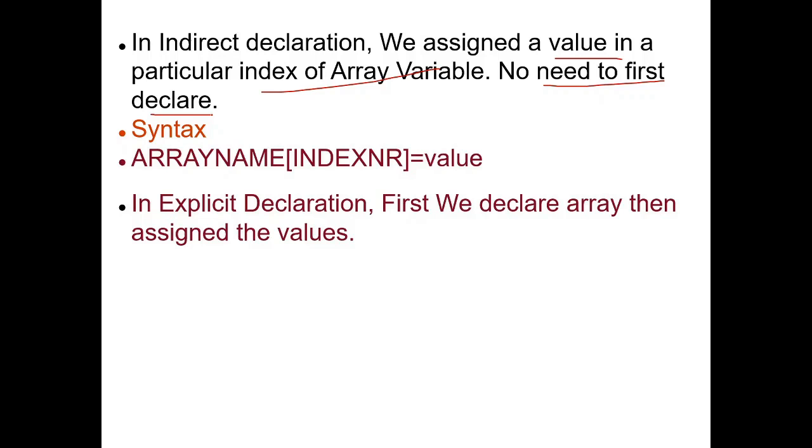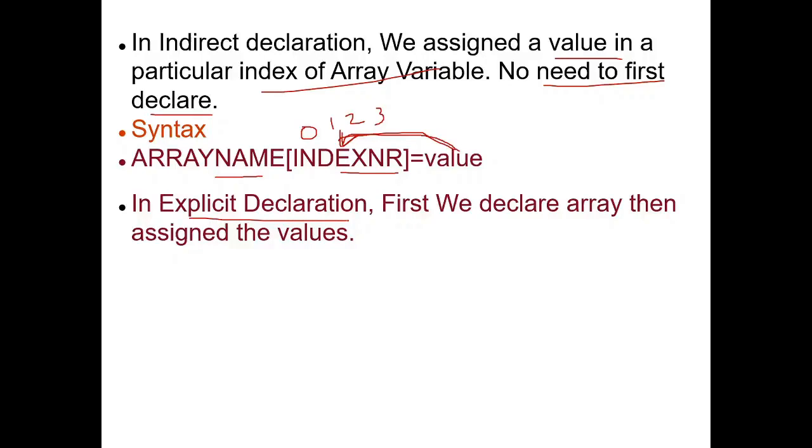Syntax. See here, this is the array name, the index and the direct value. In whichever index position you want to add the value, you can directly assign it in that particular index. The index starts from the 0th position, so it can be 0, 1, 2 or 3. Any one index you can specify here and the value will be assigned there.